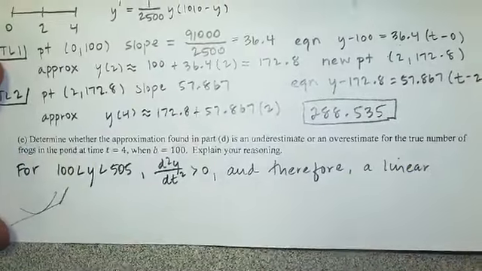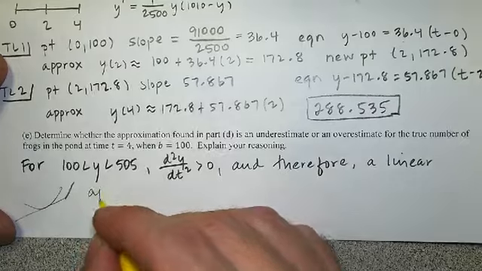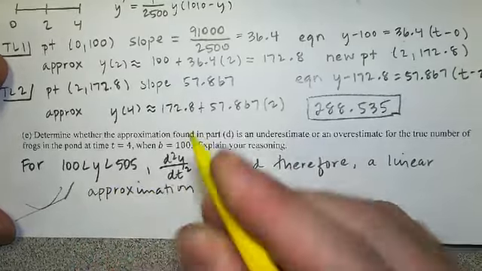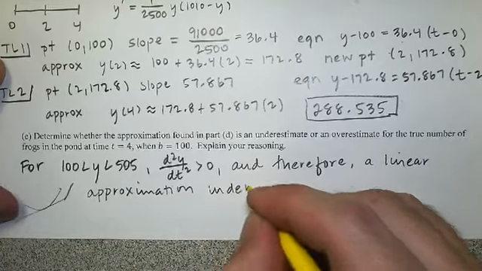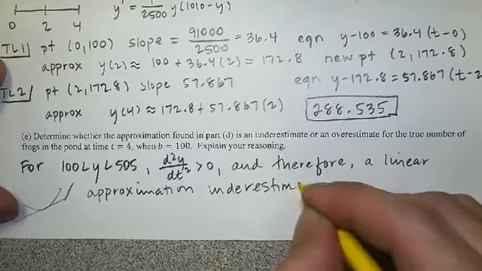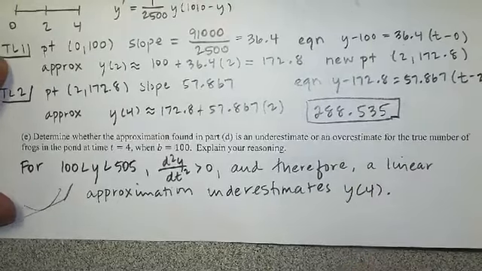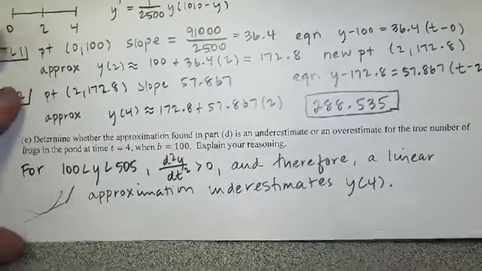And therefore, a linear estimation, or a linear approximation, underestimates y of 4, f of 4, whatever they're saying. Okay? Okay, and that's the first page.